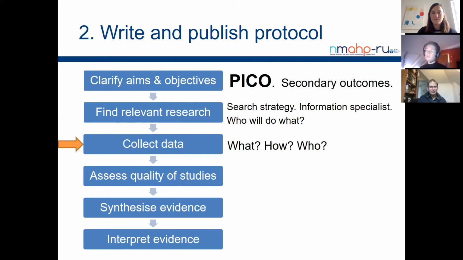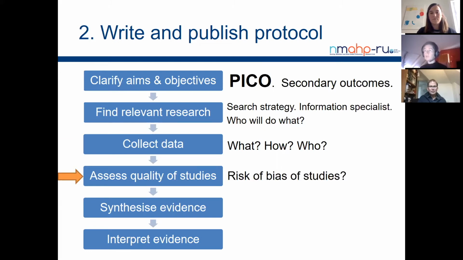Then you'll move on to the stage of writing about how to collect the data, or how to do data extraction. And when we're doing a systematic review, we use the word data to mean any information from the primary research studies. So that can be information about the methods of the study, or information about the participants that were included in the study, as well as quantitative data about the outcomes. So you need to say what you're going to collect, how you're going to do it, and who's going to do it. So again, are you going to involve 2 people in that process?